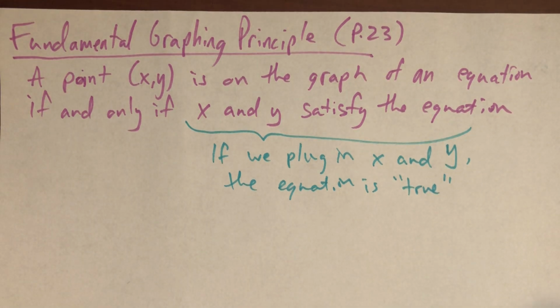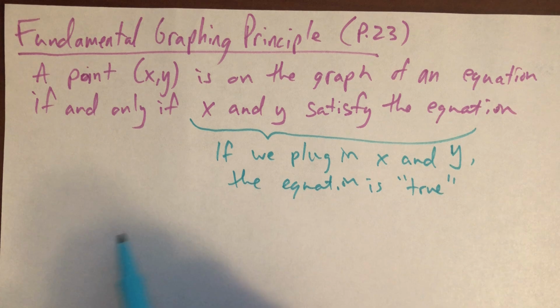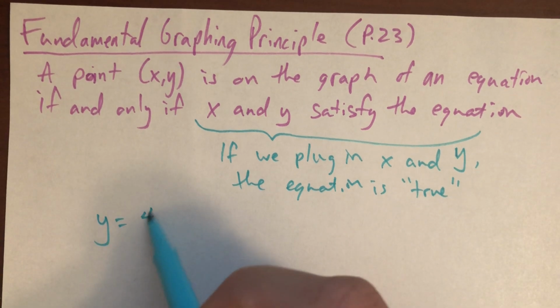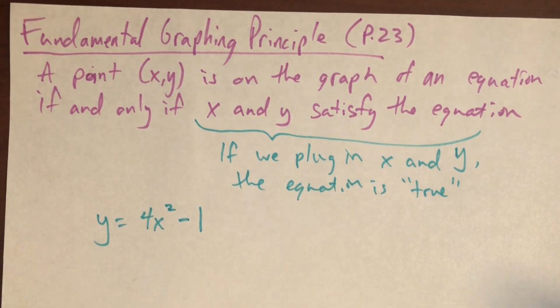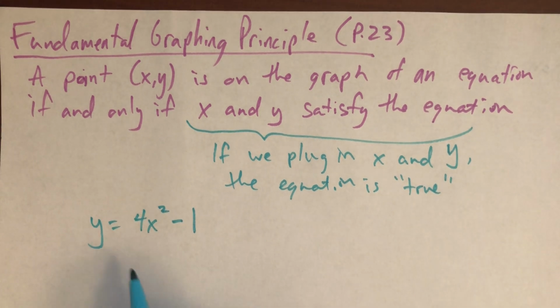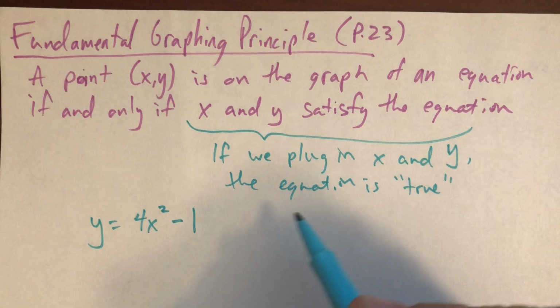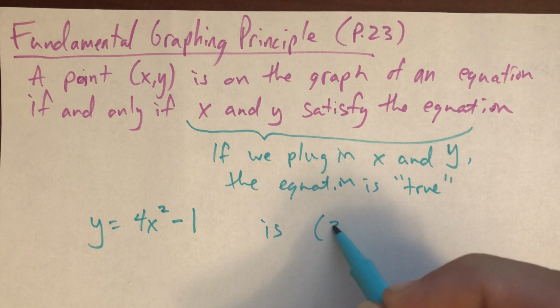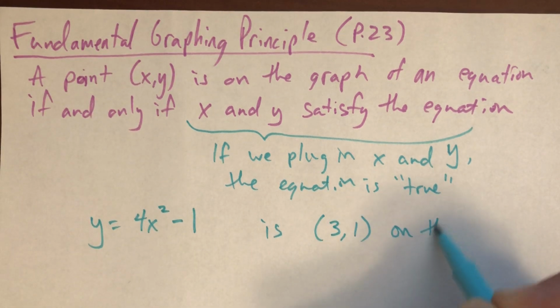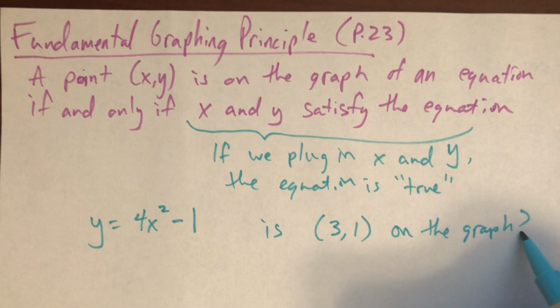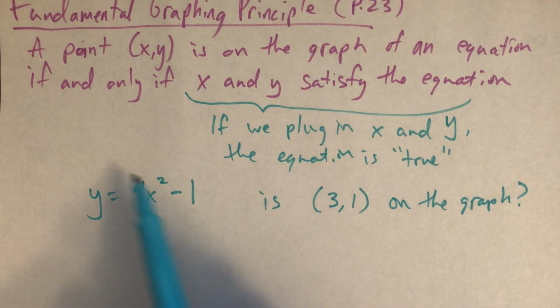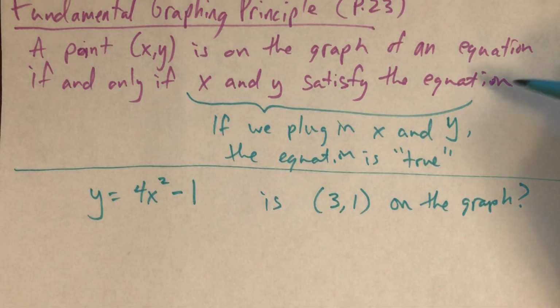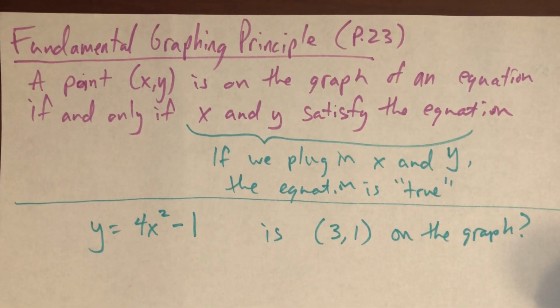So we can look at an example real quick here. Maybe if we have, I don't know, y equals 4x squared minus 1. If we have this and we want to think about the graph, maybe the first question we can ask is, is the point (3, 1) on the graph? To answer this, we would have to make sure it satisfies what it means to be on the graph. I guess it's not a definition here, it's a fundamental principle.